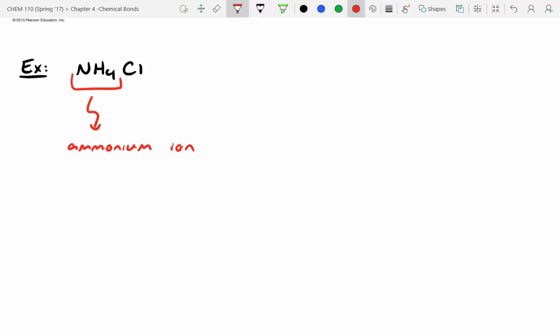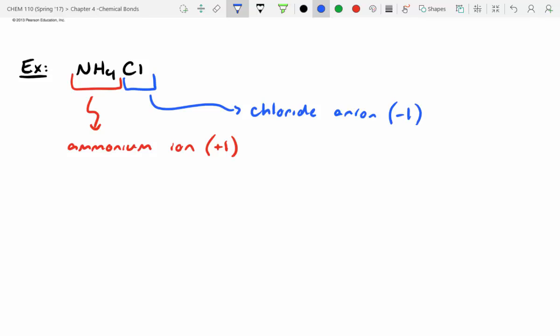What charge does an ammonium ion have, if you're checking your book? +1. Okay, and then over here we've got this chloride anion. And what charge must the chloride anion have? -1. Okay? So if we go through and we name this, what do you think we should name this?